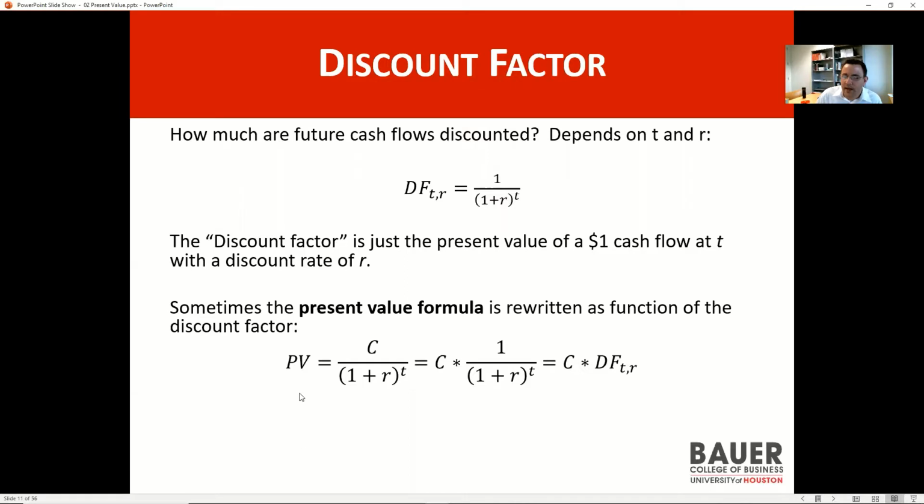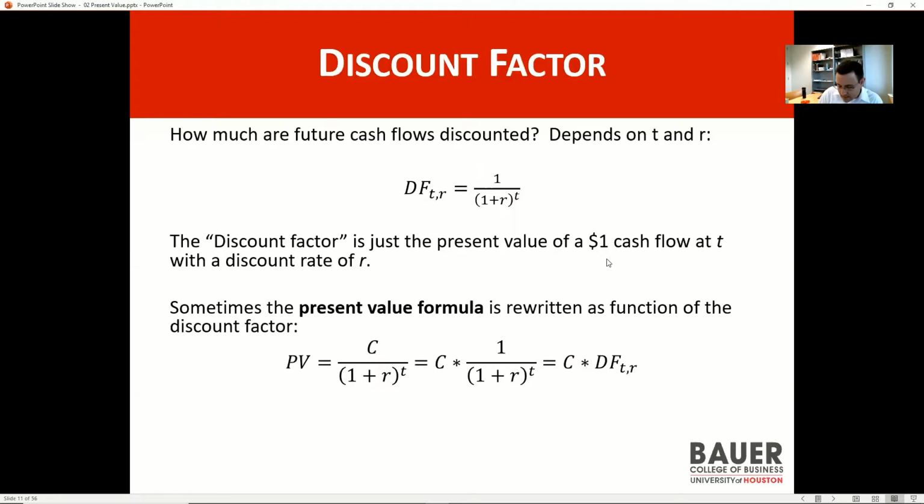Sometimes you'll see the present value formula, which we all know and love, rewritten in terms of the discount factor. Because if the discount factor is the present value of $1, then you can just multiply the discount factor by C, and you're recreating the present value formula. Okay, so it's not a new formula. I'm not inundating you with formulas here. It's the same formula, but the discount factor is sometimes a useful way to represent how much you're discounting the brownies. How much are you discounting those future cash flows?